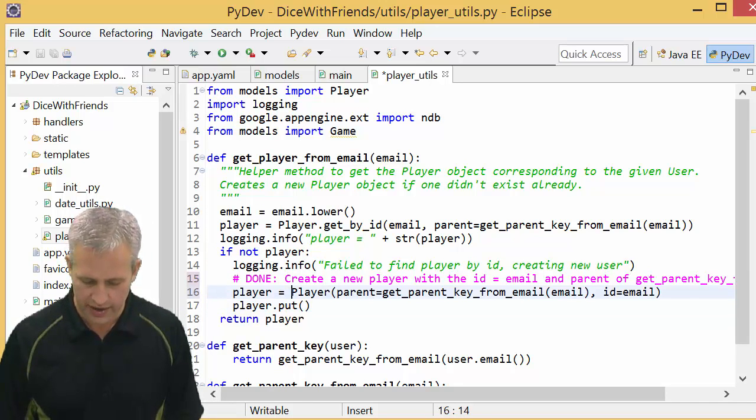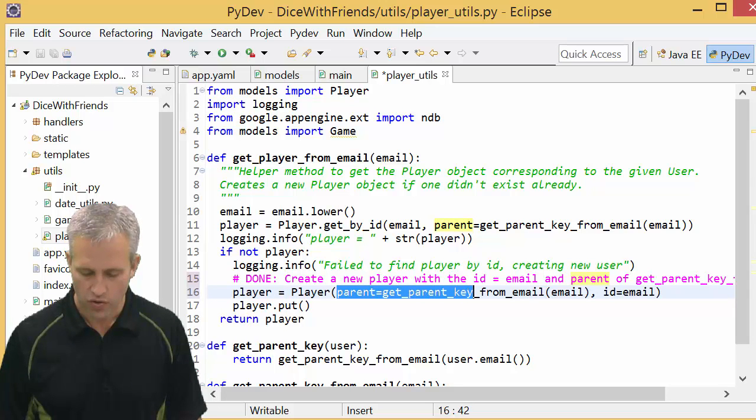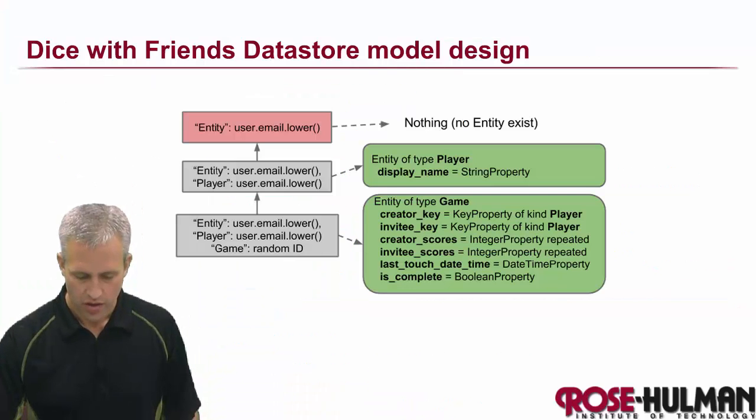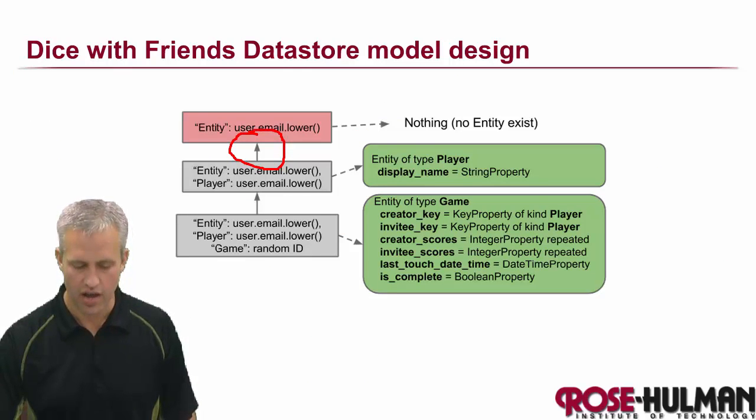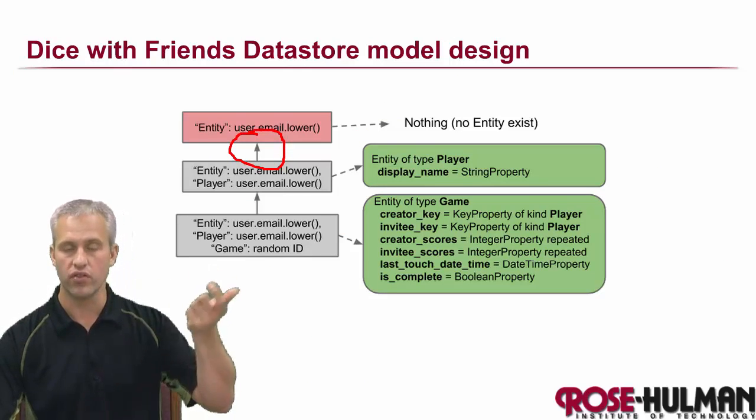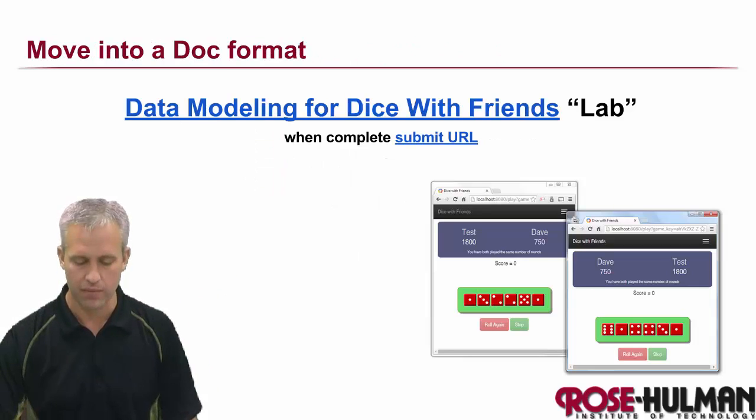So I'm creating a player. So I use the player constructor in order to implement my data model. My data model says that he has a parent that points to this entity of the email address.